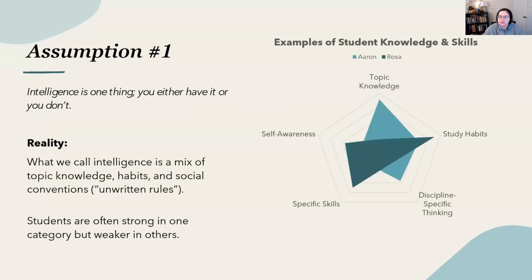The first assumption is that intelligence is one monolithic thing that students either have or don't. But according to Gardner's theory of multiple intelligences, there are at least 8, from logical-mathematical through musical and interpersonal. Everyone has varying levels of capability in each of these categories, which is how a supposedly smart student may do well in logic but struggle with reading and writing, or vice versa. But often what we describe as intelligence can really be broken down even more into topic knowledge, habits, discipline-specific thinking, the ways of approaching a topic according to established theory, and social conventions, the unwritten rules of a discipline or academics in general.